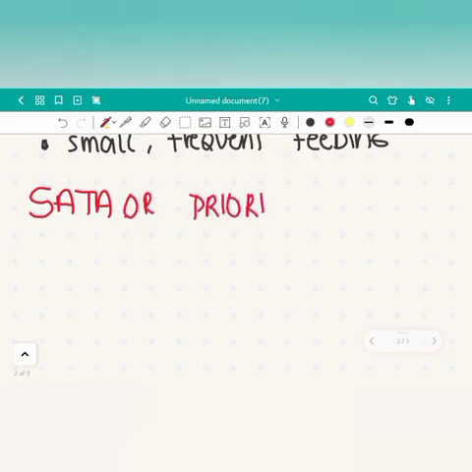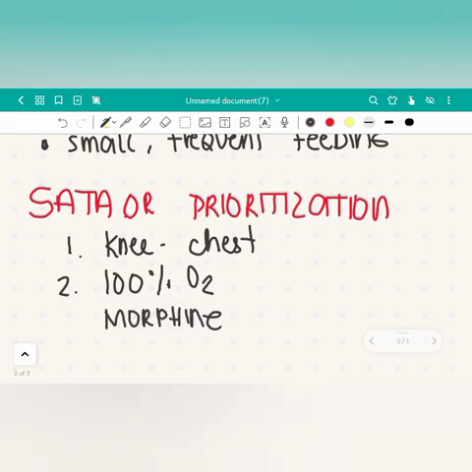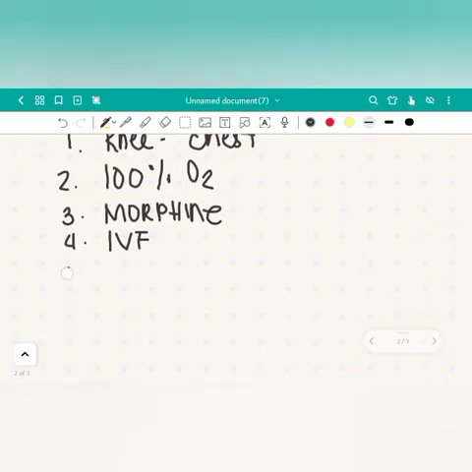So, sometimes in the SETA or prioritization, ang kailangan nating tandaan, first, dapat pina-prioritize natin yung knee chest position. Second is oxygenation of 100%. Third, giving morphine to the patient. Fourth is for IV fluid. And lastly, we will document.